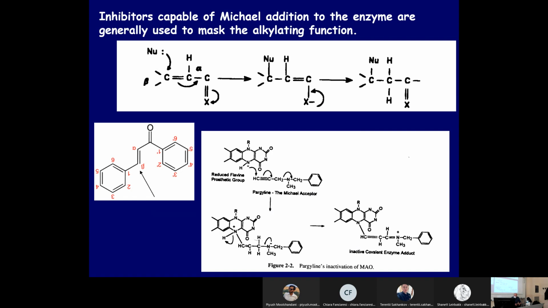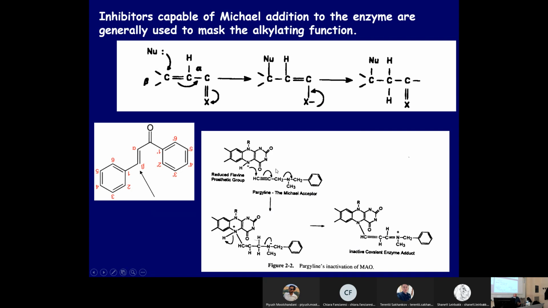We have already seen this type of reaction called Michael addition. Michael addition is given by unsaturation very close to the carbonyl group, alpha beta unsaturated ketones normally. And this type of carbon atom can be attacked by nucleophiles.